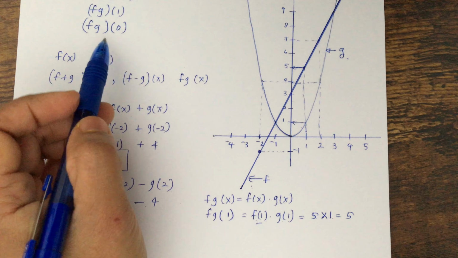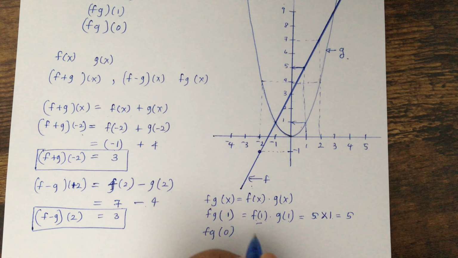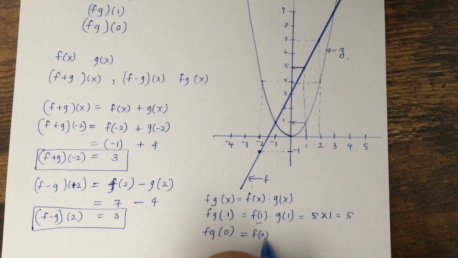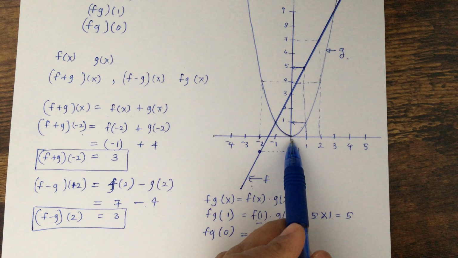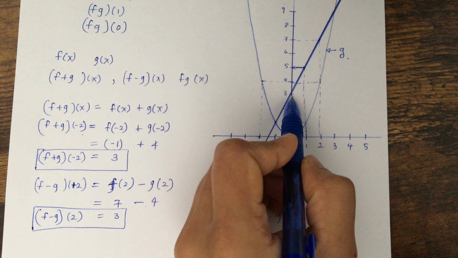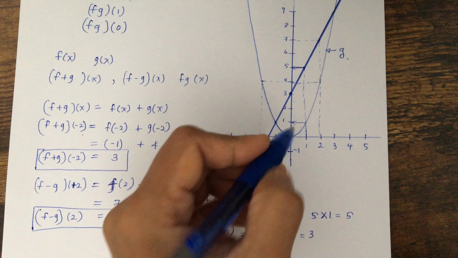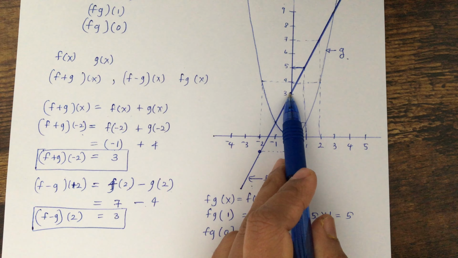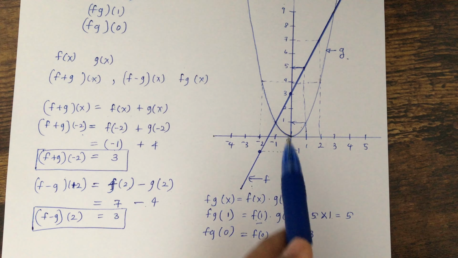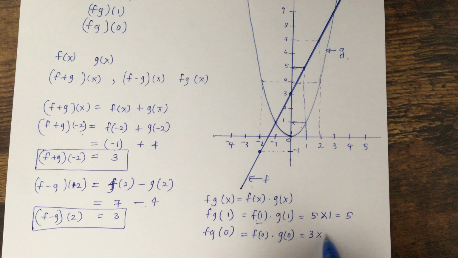Then let's look at the last one, fg of 0. fg of 0 equals f of 0 times g of 0. F of 0, x equals 0. Look at the linear value, which is 3. F of 0, the linear function value is 3. G of 0, the parabola value is 0. So 3 times 0 is 0.